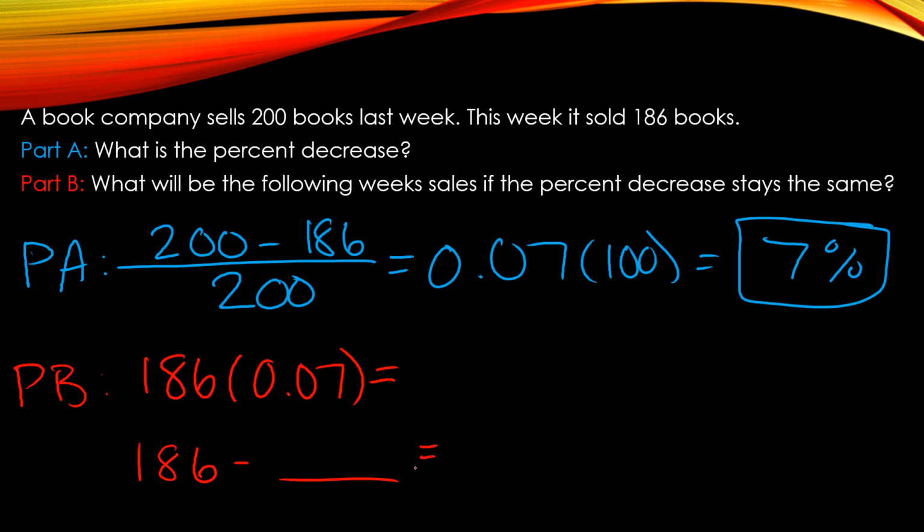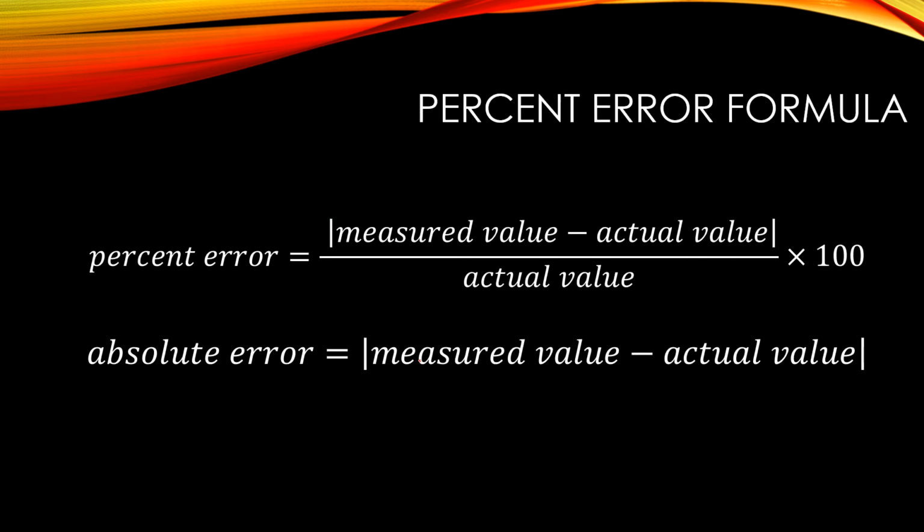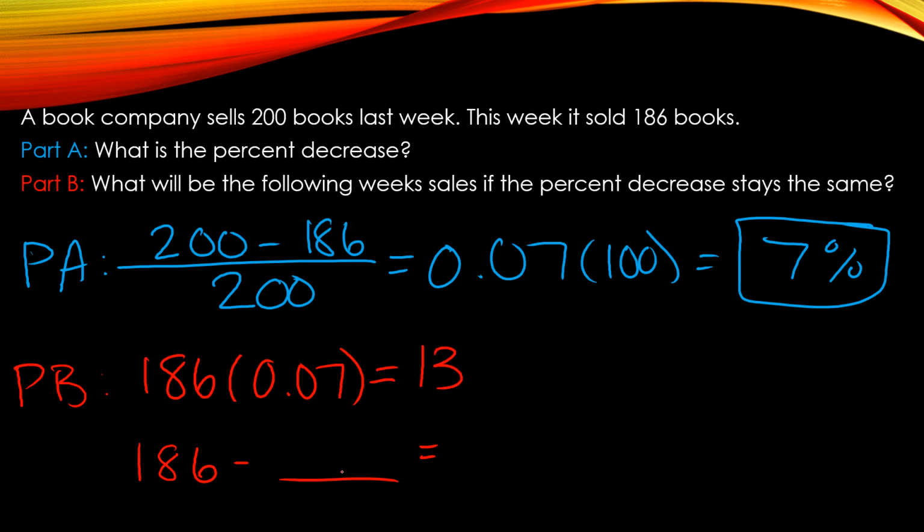So the first thing we got to do is figure out that number. So let's pull back our calculator and do 186 times 0.07. So it looks like it's going to decrease by around 13 books. It's not exactly 13, but it's safe to say that's pretty close to 13. So it's going to decrease by 13 books, which means 186 minus 13 is going to give us 173. So I can predict that next week's sales will decrease to around 173 books.